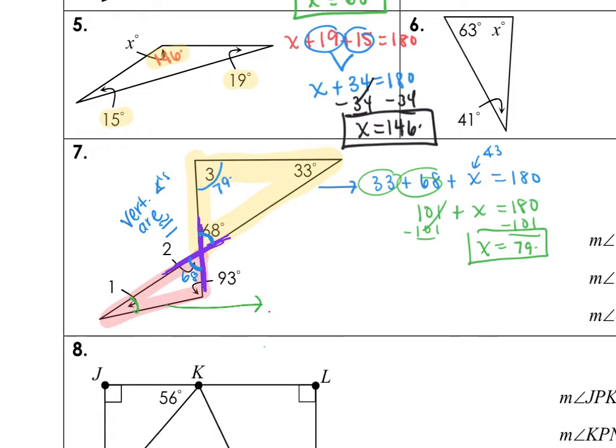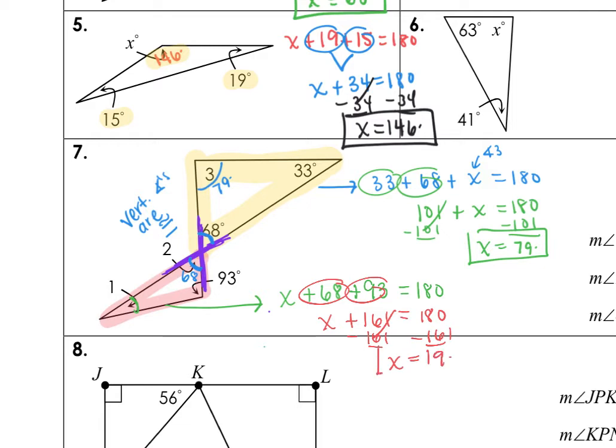So we know that the missing angle 1, I'll just call that x, plus 68, which we just found, that was the vertical angle with the other 68 that was given, plus 93, all add up to 180. So go ahead and combine like terms. You're going to get x plus 161 equals 180. Subtract 161 from both sides, and the answer here is going to be 19 degrees.